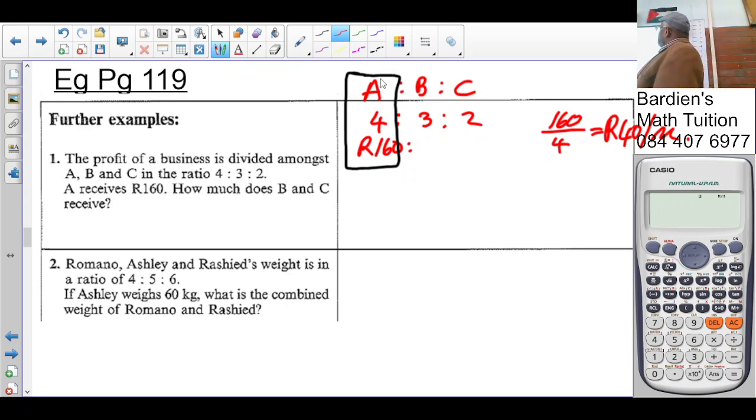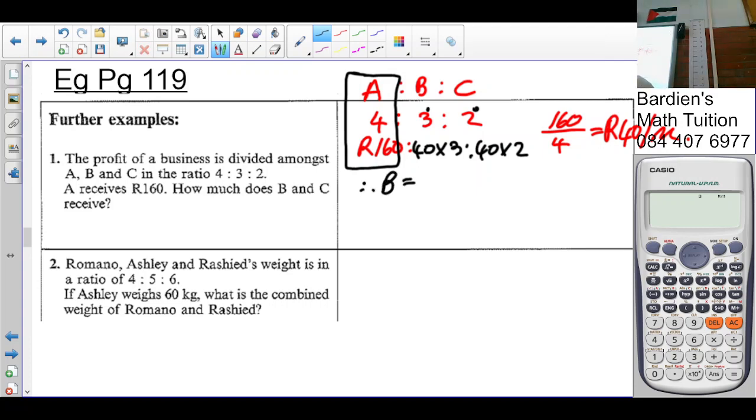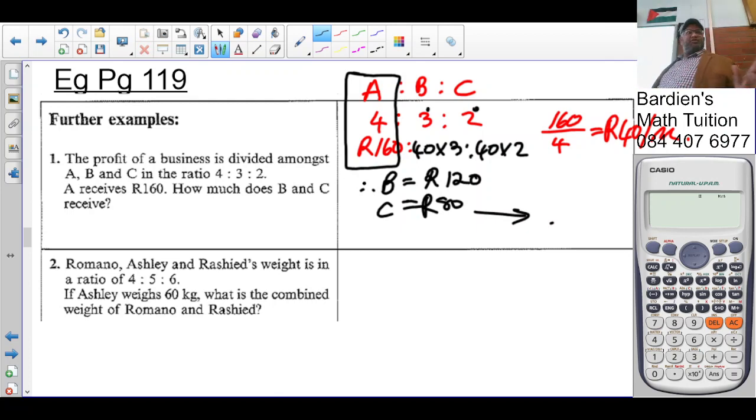So how do I get B's share? 40 times 3. And C's share? 40 times 2. Remember, this is 40 rand per unit. B gets 3 units and C has 2 units. So therefore, B gets 120 rand and C gets 80 rand. Okay. Any confusion here? Nothing yet. Okay.